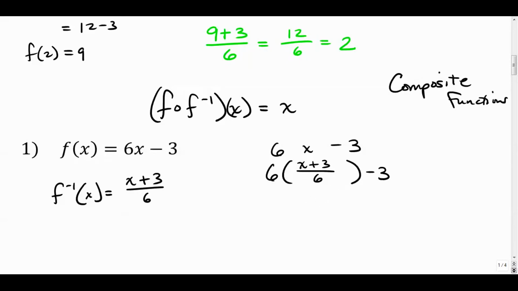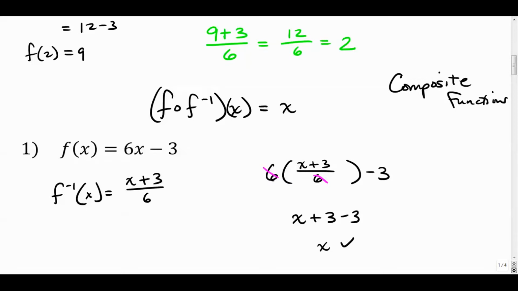All right, that's how we compose functions. So now let's just simplify it, clean it up a little bit. You see a 6 on top and a 6 on bottom, they cancel. So that leaves us with x plus 3 minus 3. Well, what do you know? x plus 0, which is just x. When that happens, when the function and its inverse compose with one another, you should get x.